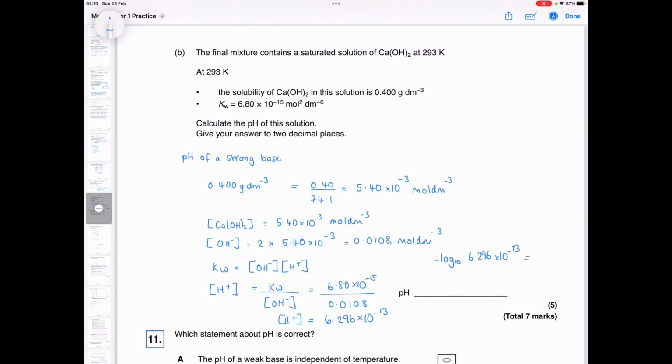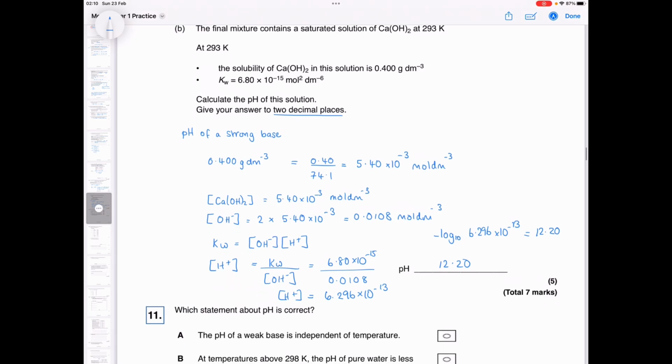And that gives us a value of 12.200. And it says give your answer to 2 decimal places, so we need to be careful to do that. That's our answer for the pH of that strong base.